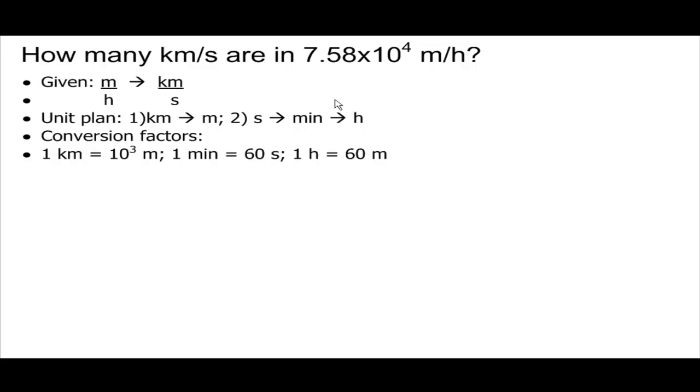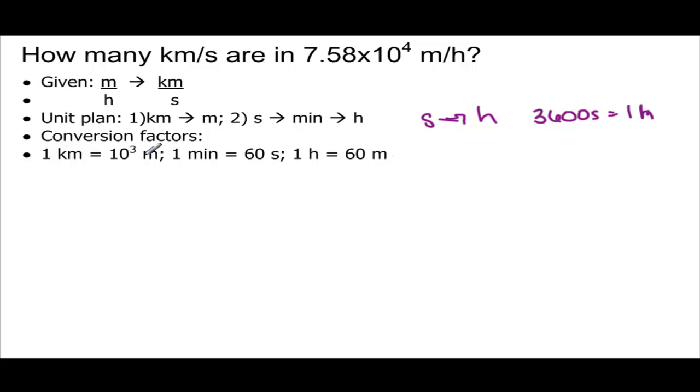And our last example, we've got 7.58 times 10 to the 4 meters per hour, and we want to change that to kilometers per second. So here's our plan. We want to go from meters per hour to kilometers per second. So we need to take kilometers to meters, and we need to take seconds to minutes to hours. Now you need to be careful with the seconds to hours because you can go straight from seconds to hours if you know that there are 3,600 seconds in 1 hour. Okay, but most of us know there's 60 seconds in a minute and 60 minutes in an hour, and that's a little easier.